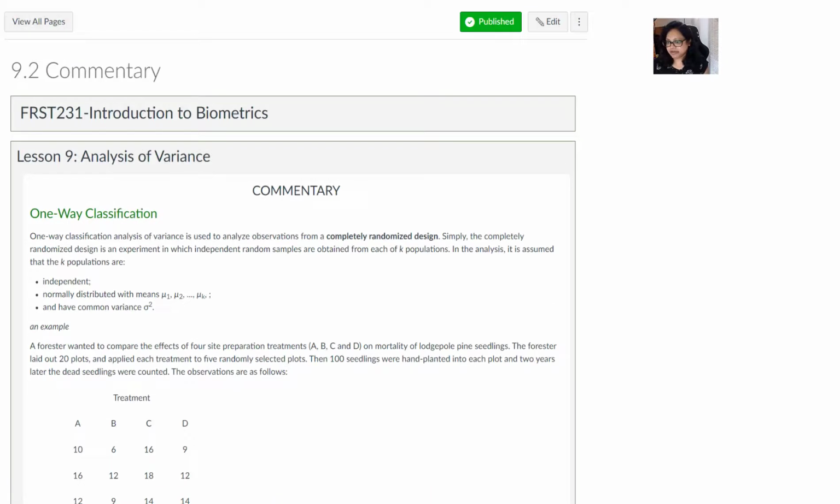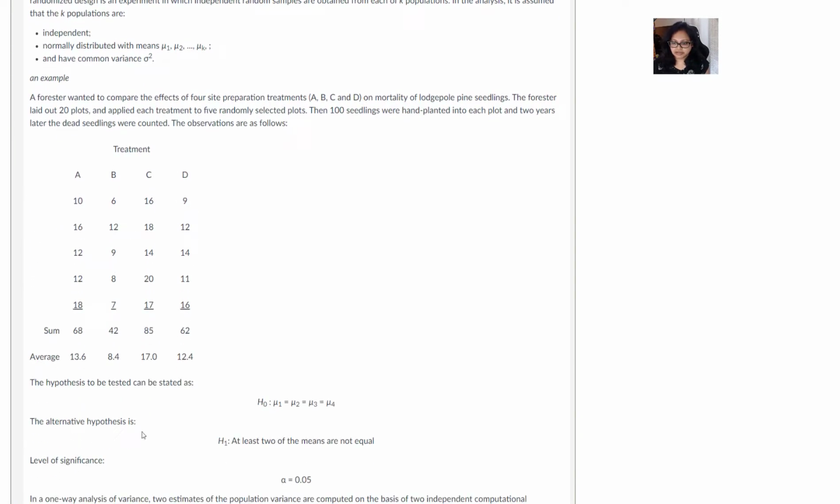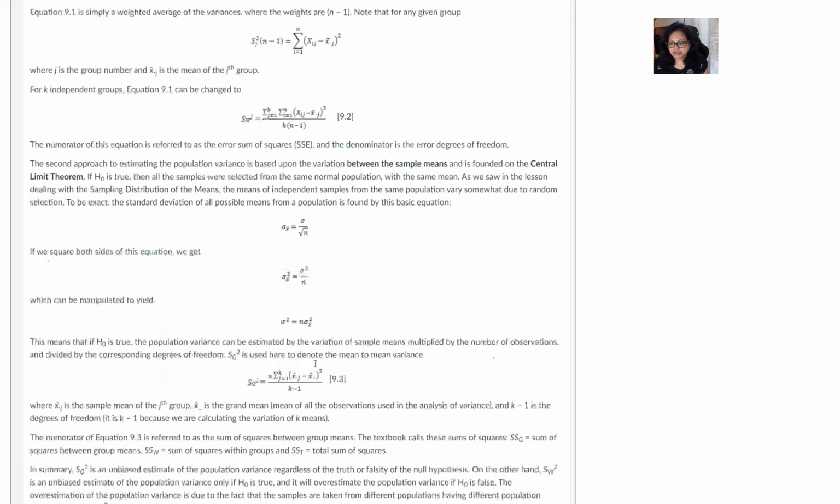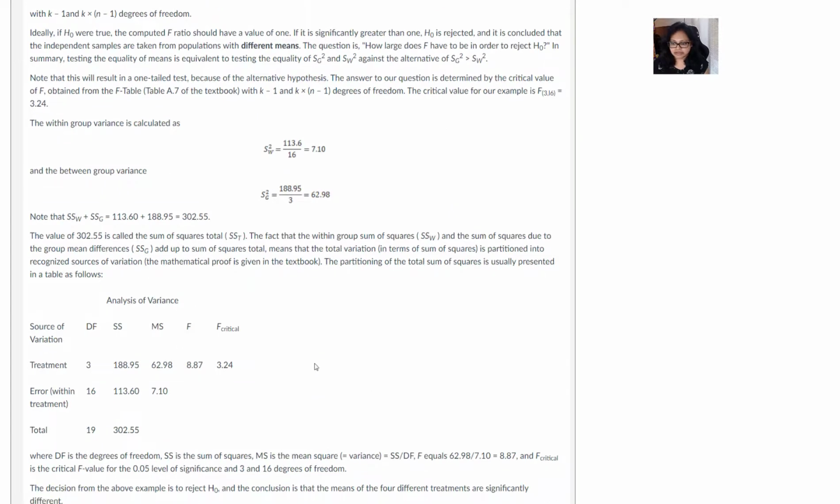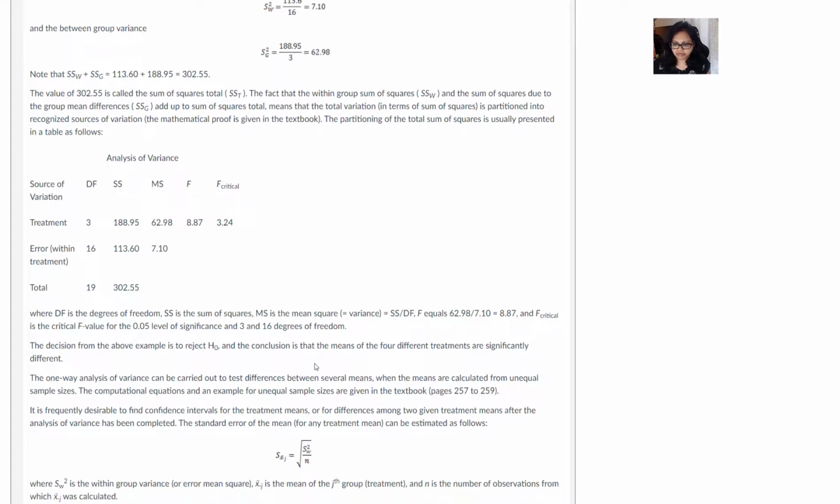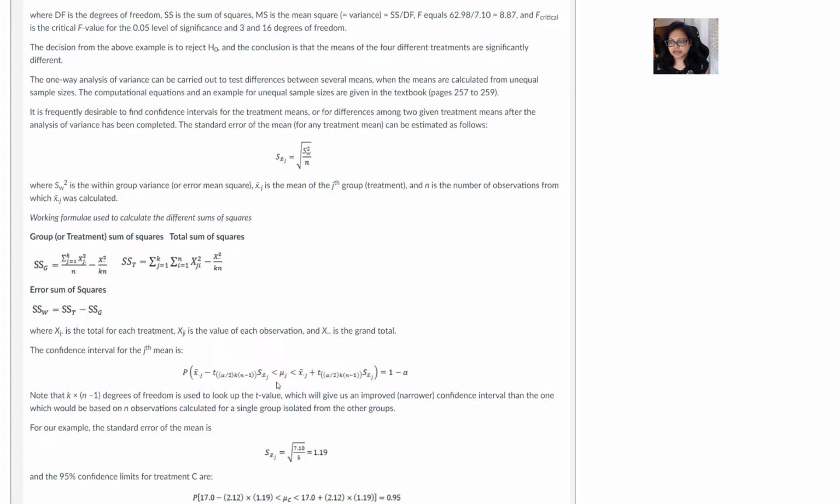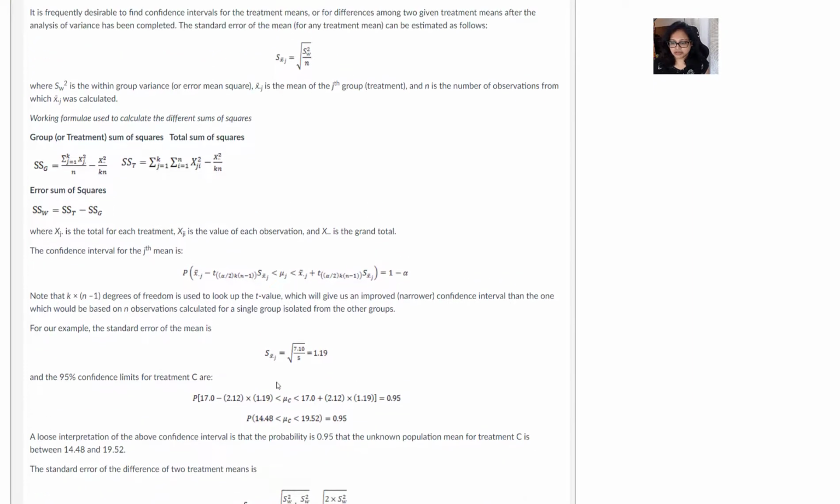So let's recap what we learned. We saw how we can perform one-way analysis of variance, and using this example I showed you how you can test multiple means, whether they are similar or not, how you can calculate each of those sums of squares and then find the ANOVA table. After that, I showed you how you can find the confidence interval for a single mean or a pair of means. So that's it for now. Thank you.